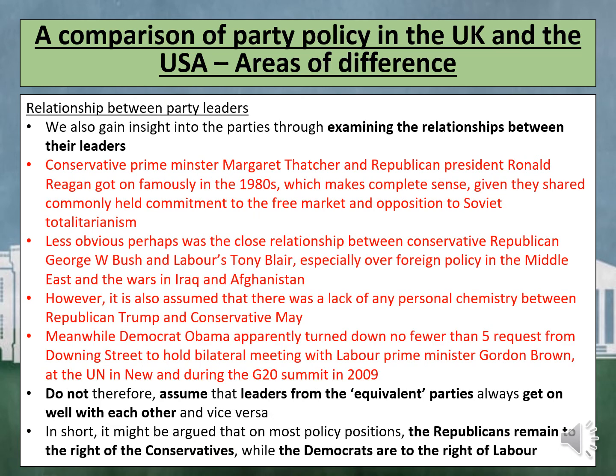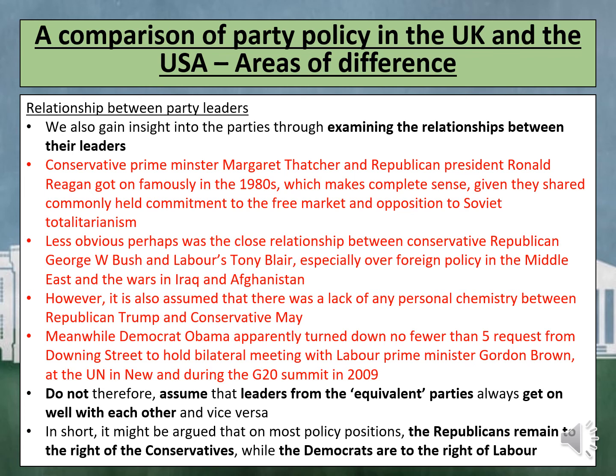Now let's look at the relationship between party leaders. We also gain insight into the parties through examining the relationships between their leaders. Conservative Prime Minister Margaret Thatcher and Republican President Ronald Reagan got on famously in the 1980s, which makes complete sense since they shared a commitment to free markets and opposition to Soviet totalitarianism.